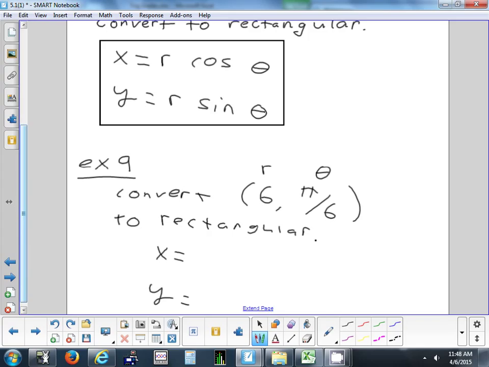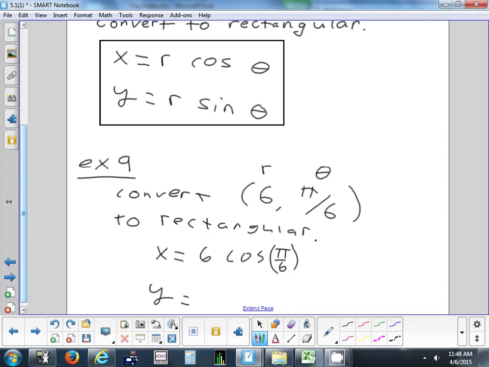Chris, can you give me my formula to find x? Just fill in our numbers where they need to go. 6 cosine pi over 6. Good. 6 cosine pi over 6. Now we'll do it in a second.